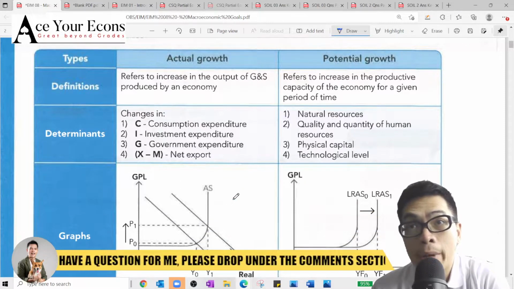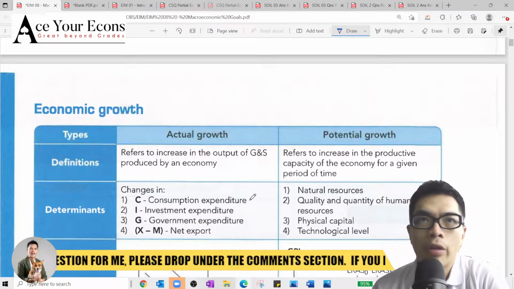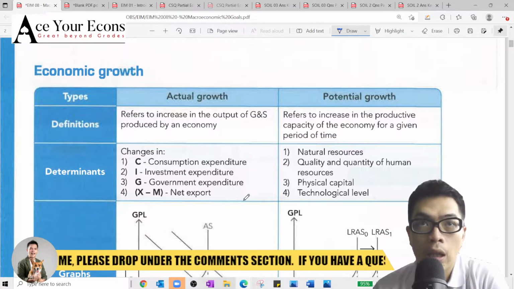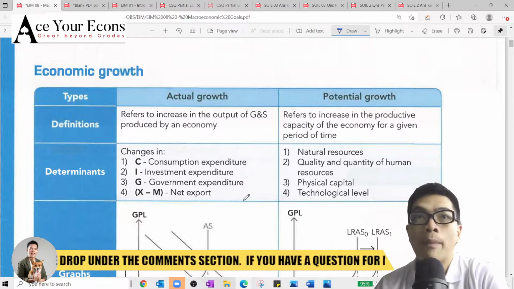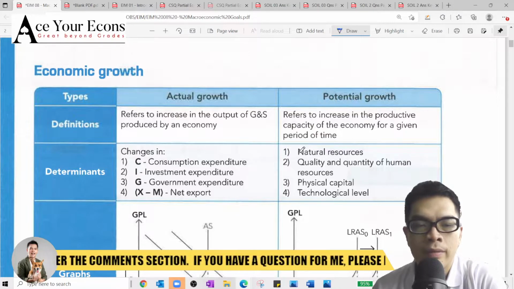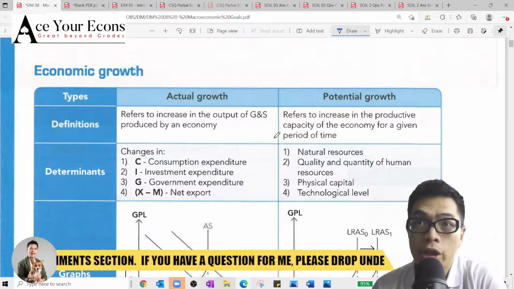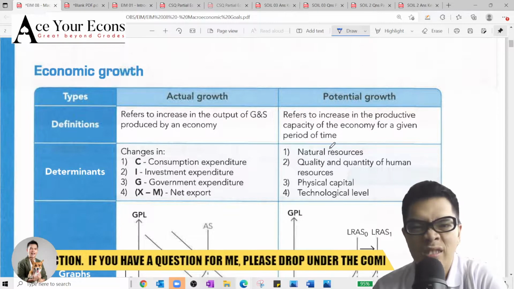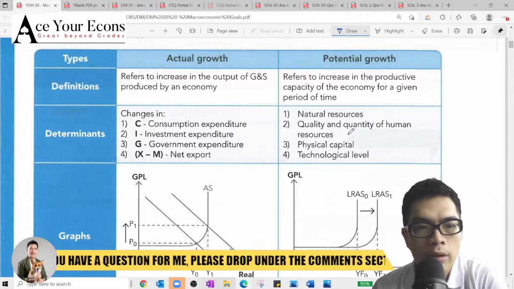Okay, so just now someone actually brought up actual growth and potential growth. For economic growth to happen, these two must happen together. Most of the time actual growth will be there, but sometimes potential growth may materialize. Actual is a realized increase in GDP, potential is an increase in your full capacity. You can refer to the definitions for actual growth and potential growth.